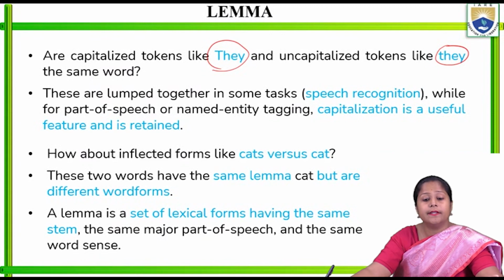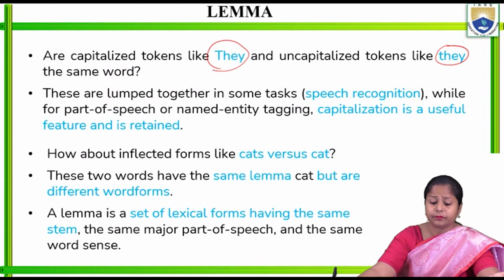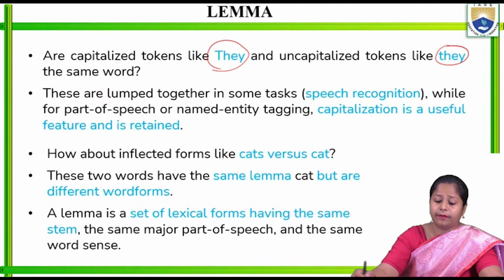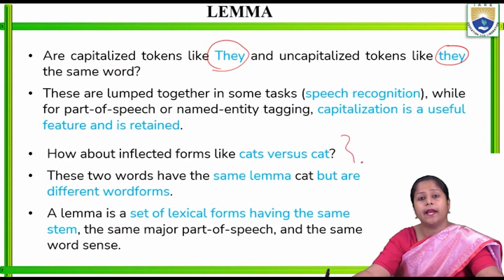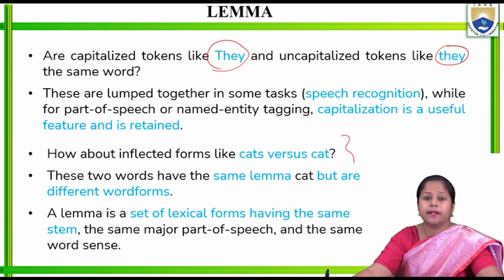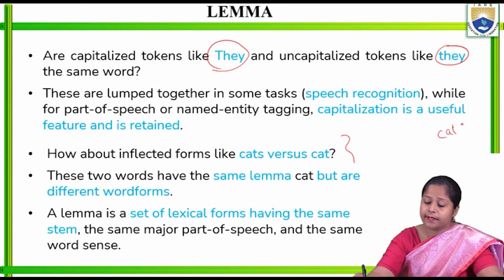So it will be considered by some applications, and it will not be considered in other types of applications, where the words are treated as the same word. So it is either discarded or retained. However, consider inflected forms like cats versus cat. An inflected word is a word derived from a base word. Suppose cats is there. Here, what is the base word? Cat.